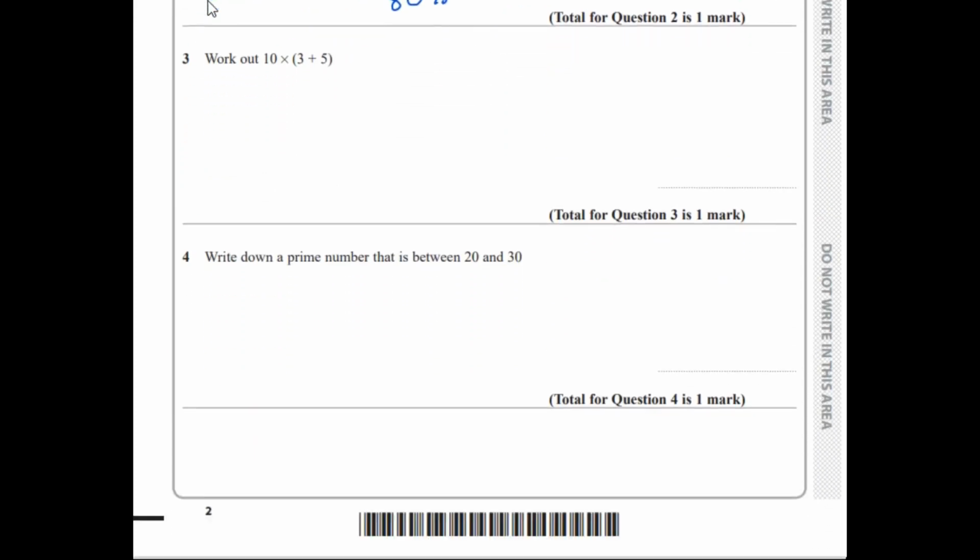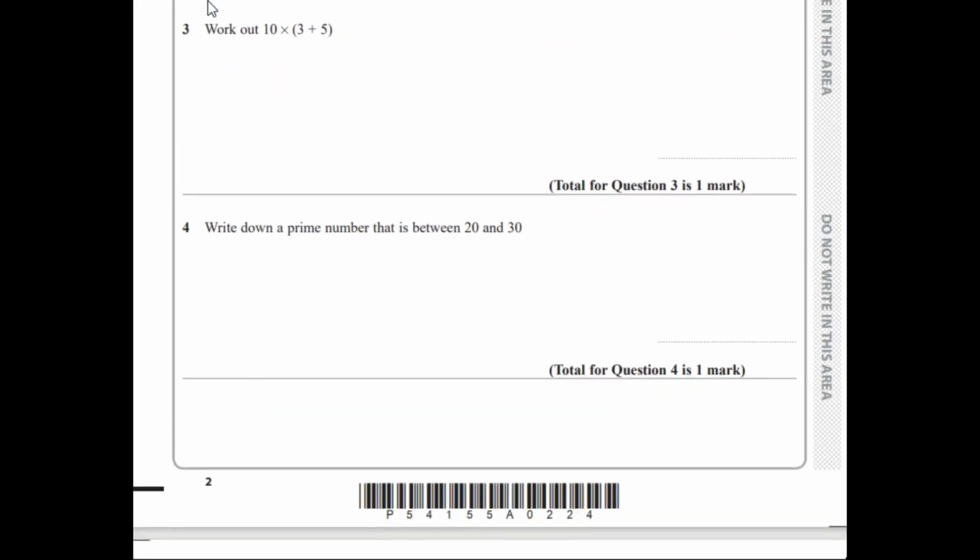So if we move on to number 3 now, this is an order of operations question. What we're looking at here is we need to work out what's the correct order to do these in. For this, we're going to use BIDMAS, which is B, I, D, M, A, S.